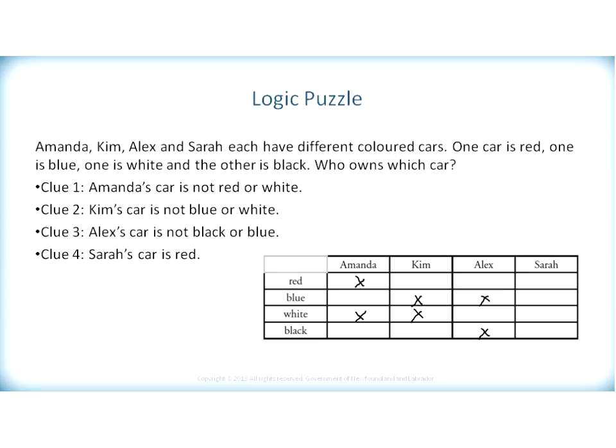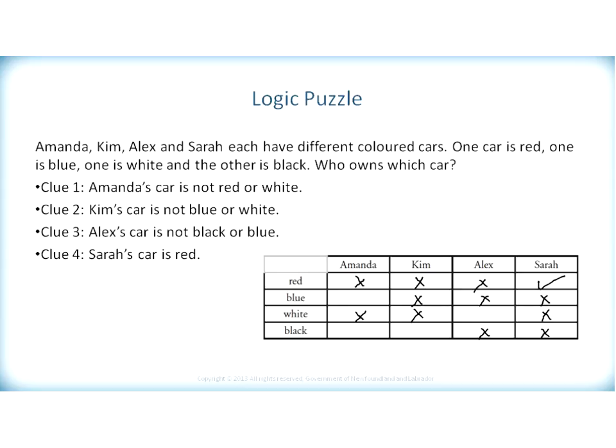And finally, Sarah's car is red. So we know Sarah's car is red. That means we can do a lot here now. We can say that Kim's car cannot be red, and neither can Alex's. And we can also say that Sarah's car cannot be blue, white, or black.